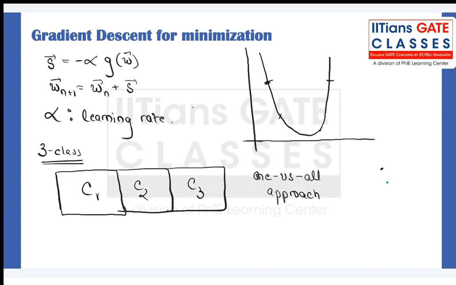Then you have three different logistic regression models for C1, C2, C3. Then you find the corresponding predictions for C1, C2, C3, and then take the maximum of the three to find the correct answer. That's why it's called the one versus all approach.